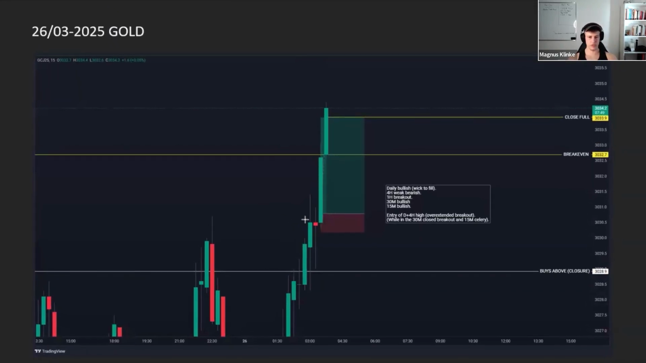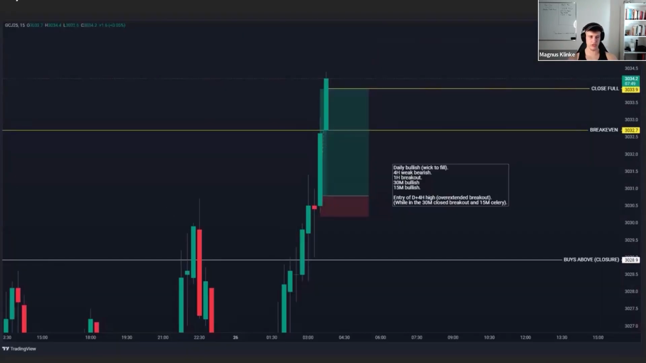26 here, yeah, okay, so this is a little wrong. I entered here, but you can almost imagine entering off the celery here too. A lot of people did that, waited for the celery to play out, and it basically closed above this range here, got the celery, and it was off to the races.